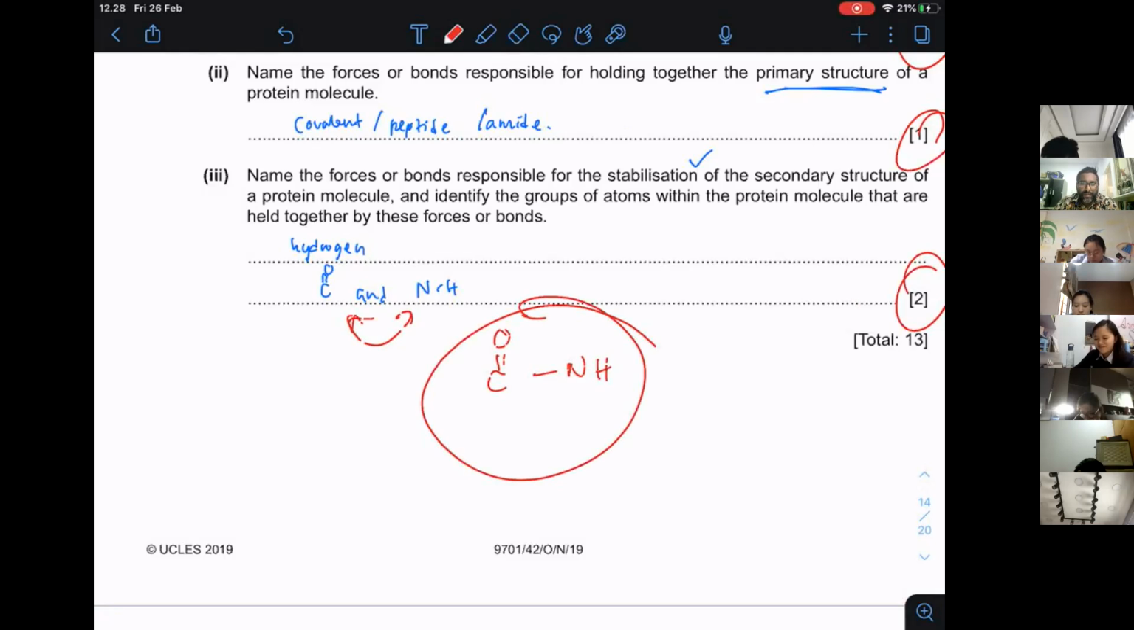Wait, let me think. Stabilization of structure. I wanted to say something, but I forgot.